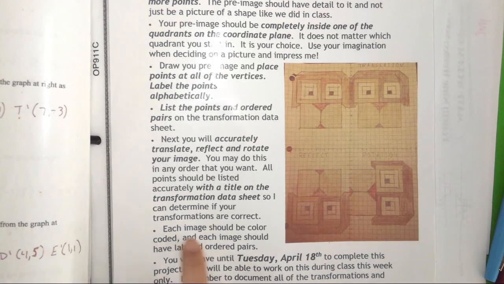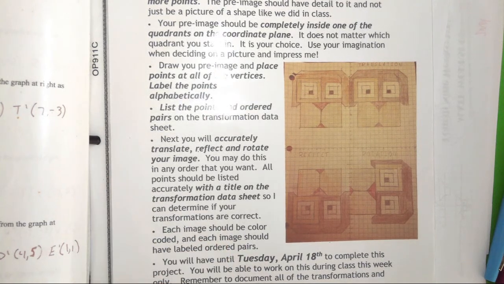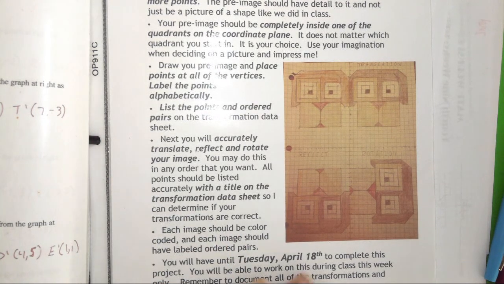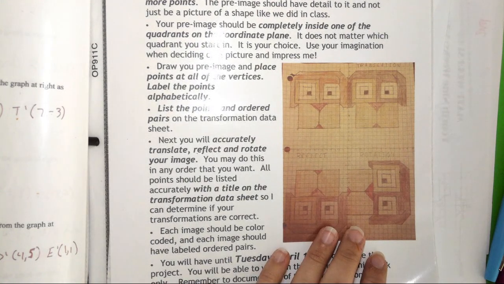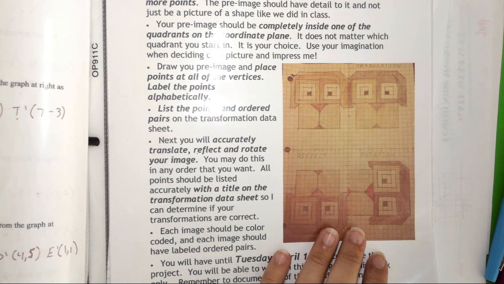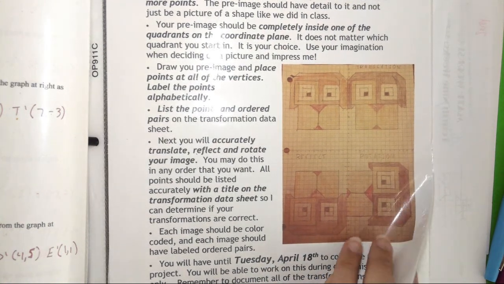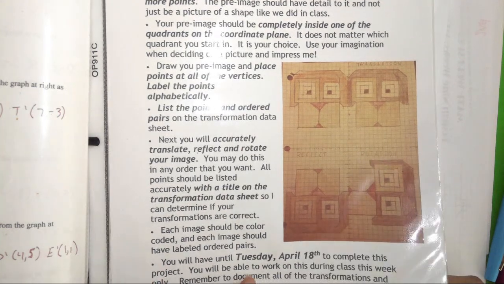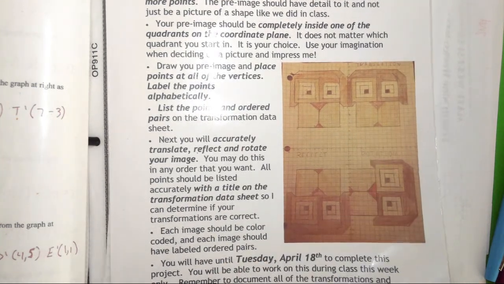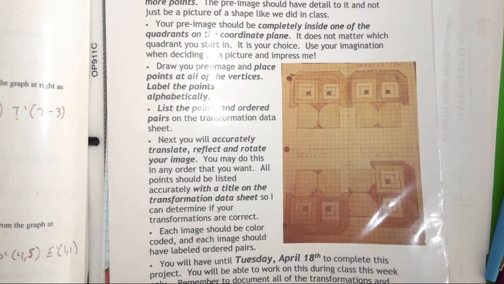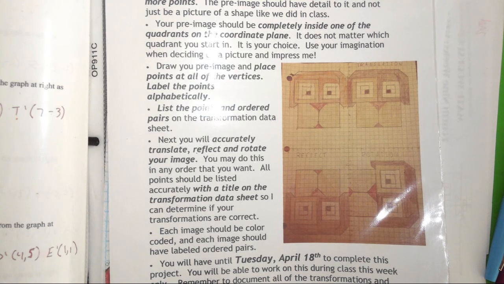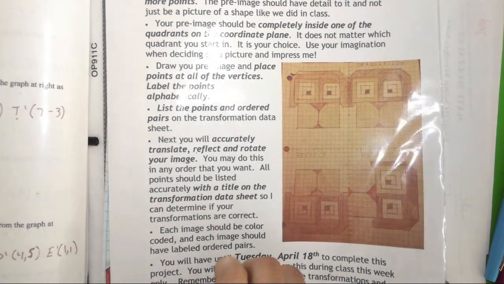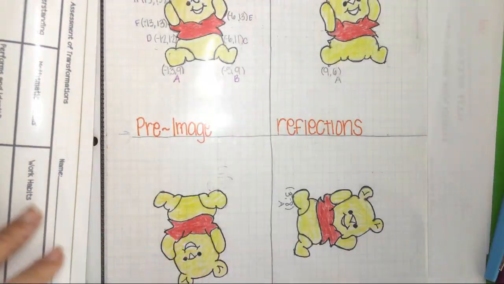Hang on just a second. Each image should be color-coded. Underline that. Cool. And you will have until Wednesday, not Tuesday, Wednesday, April 18th. Because Trey was trying to confuse me in third period today. So mark out Tuesday, write Wednesday. If you are failing, this is mandatory. If you are not failing, it is bonus. Does everybody understand? Fantastic. What is your question?